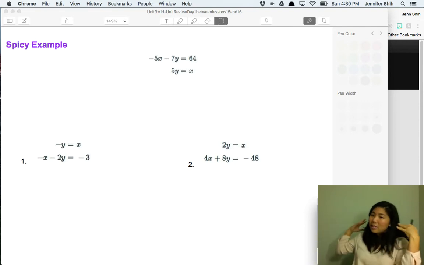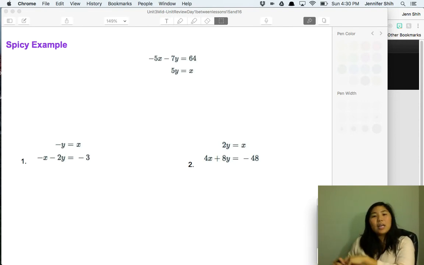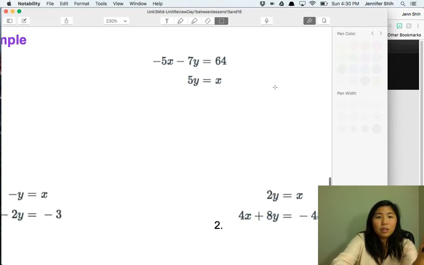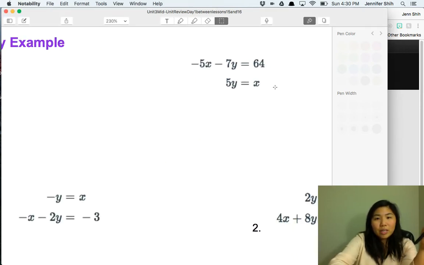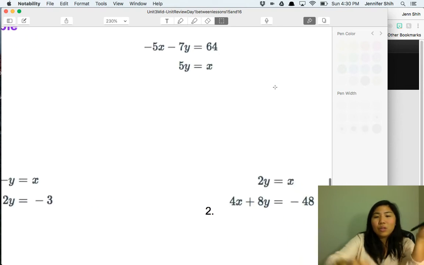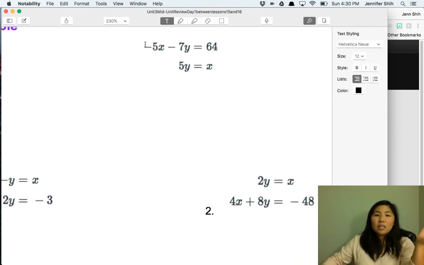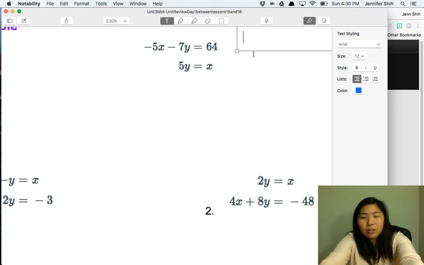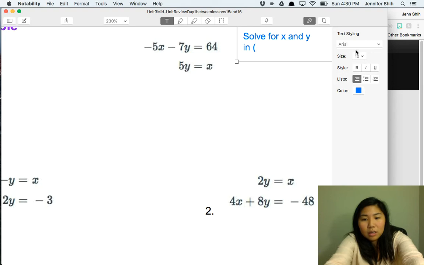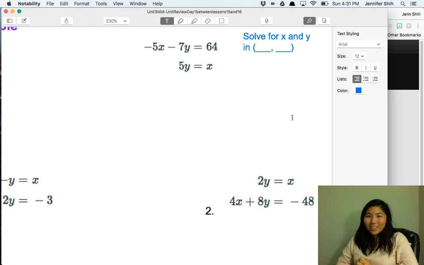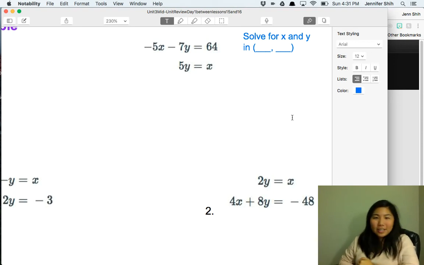Welcome to the spicy level example, and what we're going to do right now is sub in one equation into the other equation. And let me show you what I mean. In your notebook, you're going to write down spicy example, and you are going to do this in your notebook along with me. This does not have directions on here, but I will fill in the directions. The directions are to solve for x and y in this format. Whenever I solve for x and y, I'm just going to write the coordinate at the end. So let's do this example.